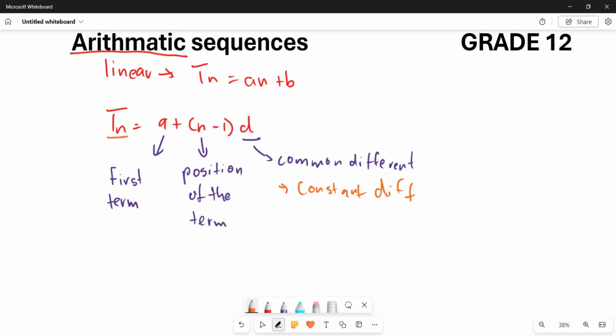And the Tn here represents your term value. So this is your newly established formula for an arithmetic sequence, which is almost the same as the earlier formula, but this is the one that you are going to be using here in grade 12. Now, in this arithmetic sequence, it is given by this.